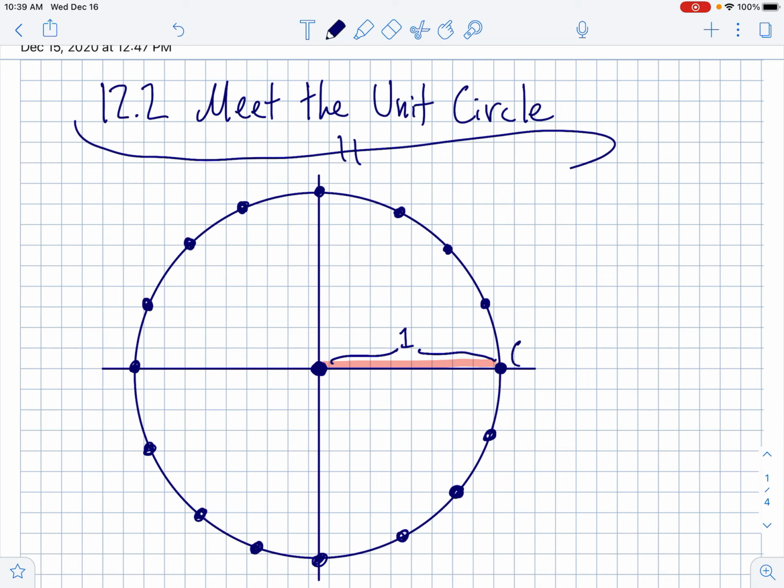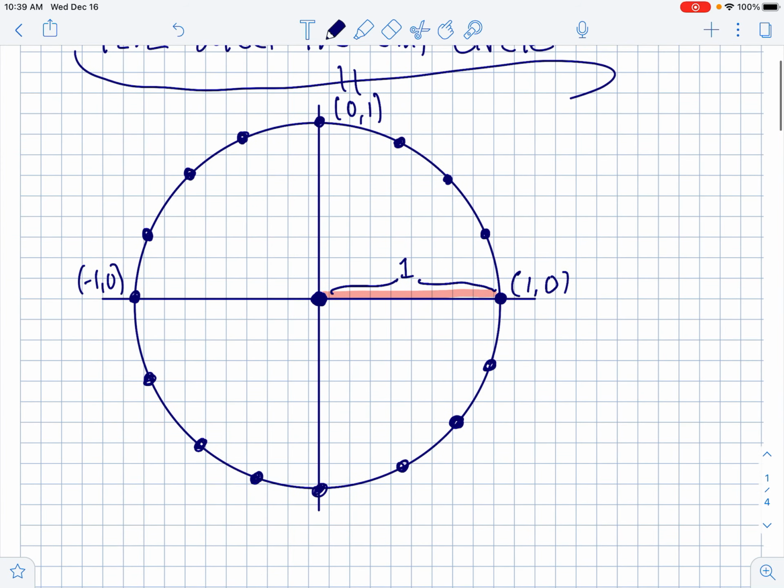Which means that this is the coordinate 1, 0. And then this is the coordinate 0, 1, if you take that red line and rotate it around the circle. So that's 0, 1. This is negative 1, 0. And this is 0, negative 1.